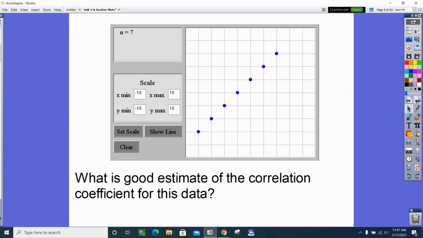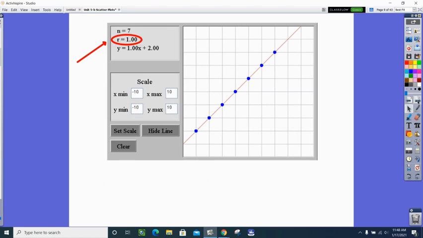Okay, so let's just say, and when you come into class, I have a generator that we can run just to make predictions, but I want you to look at this one right now, and what would a good estimate for the correlation coefficient for this data be? So did you say +1?